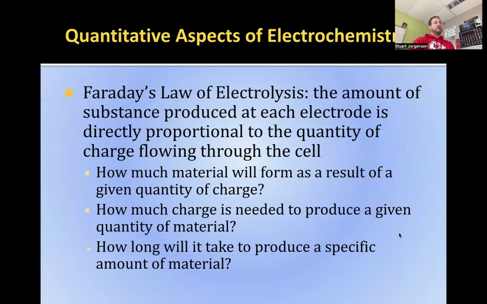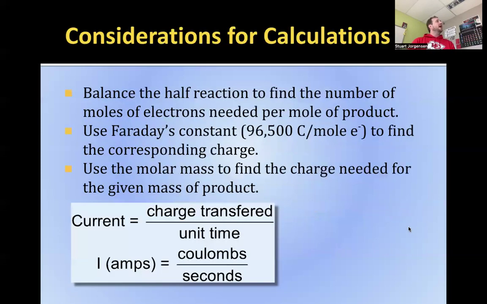How long? What amount of time? Cool. So here are your steps. You have to balance your half reactions to solve for n, the number of moles of electrons. You're going to need to know Faraday's constant, which is the charge per mole of electrons. That sure looks like a conversion factor. And you probably need to know the molar mass.